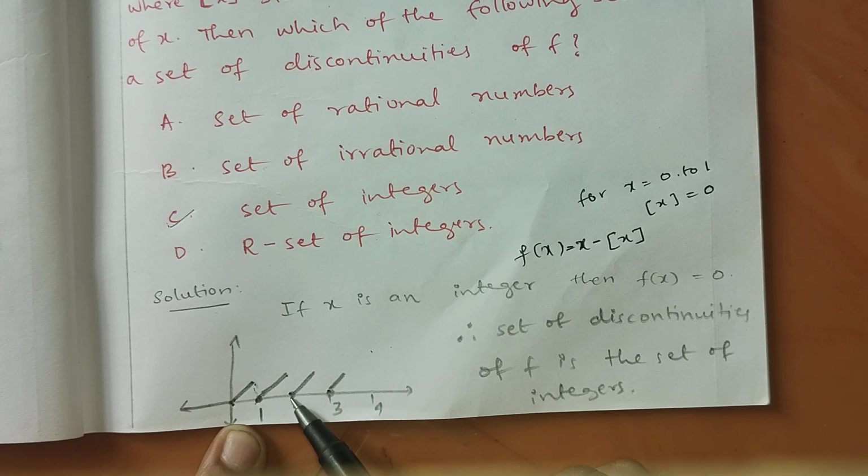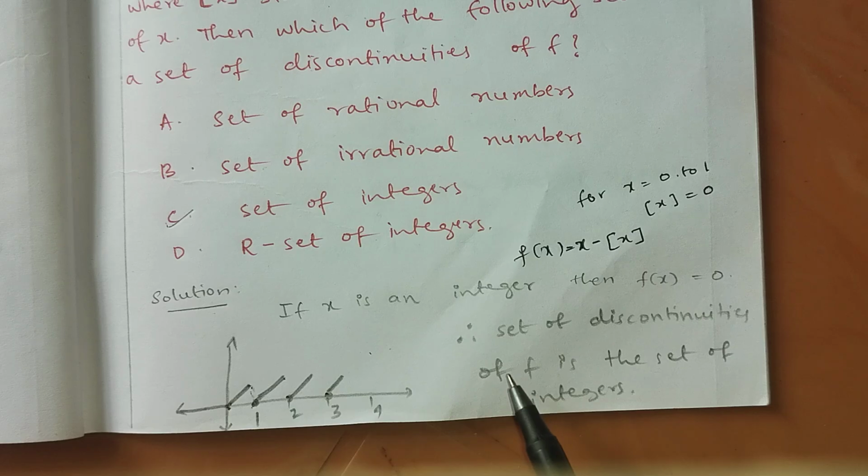Next, at x equal to 2, the function value will be 0. Between 2 and 3, the function is x minus 2. The graph will be like this. So the set of discontinuities of this function is the integers. At each integral value, the function is discontinuous. Therefore, the set of discontinuities of f is the set of integers. Hence, option C is the correct one.